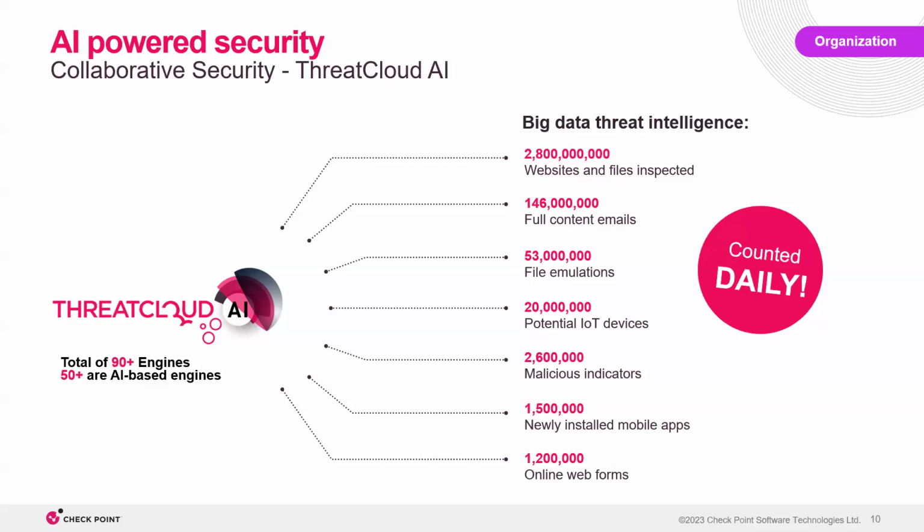And more importantly, this big data lake of information is only worth as much as you can make sense out of it. So we do have 50-plus AI engines and behavioral engines and other ones that put it together and make it into useful information that in the end keeps your environment safe.